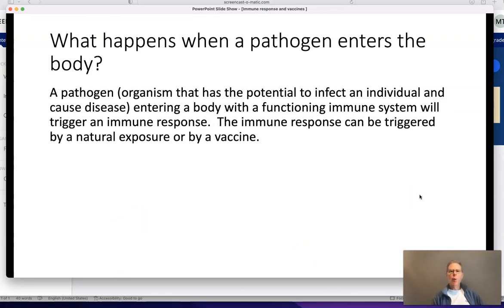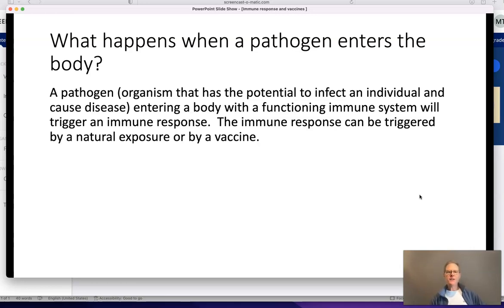So what happens when a pathogen enters the body? Well, I guess first question is, what is a pathogen, right? A pathogen is an organism that has the potential to infect an individual and cause disease. So it's a general term. A pathogen can be obviously a bacterium, a virus, or a parasite. Those are all pathogens. They're pathogenic in that they're disease causing. That's what it means, okay?